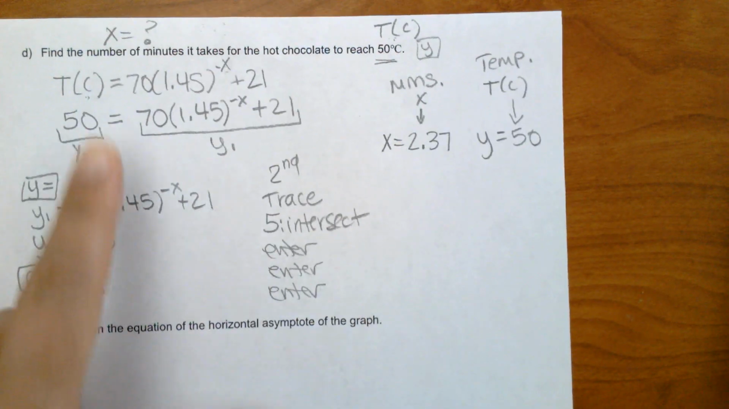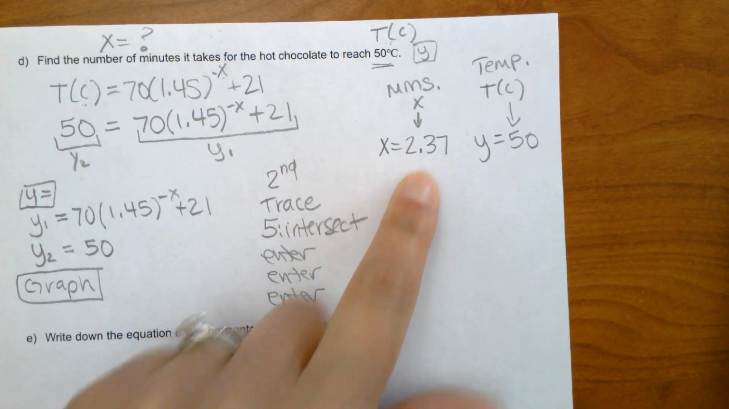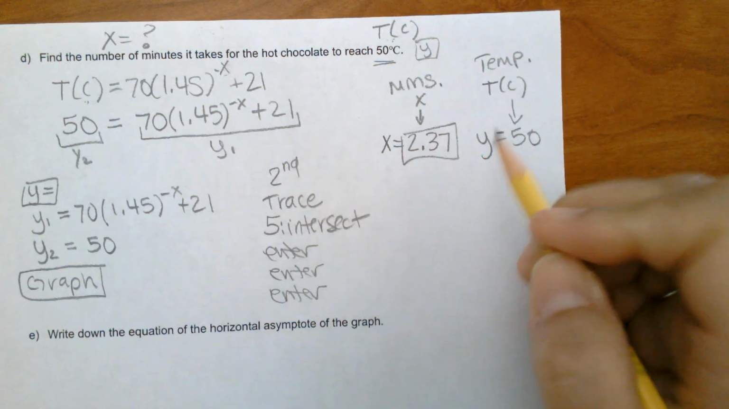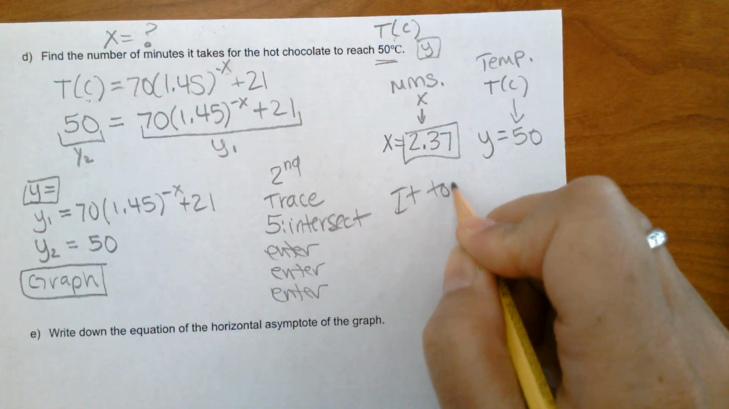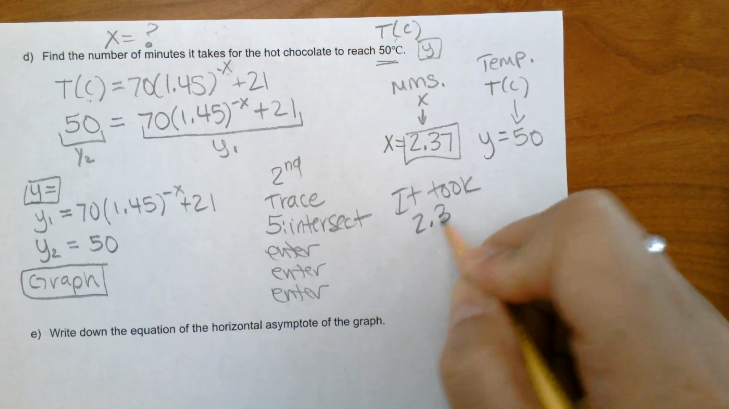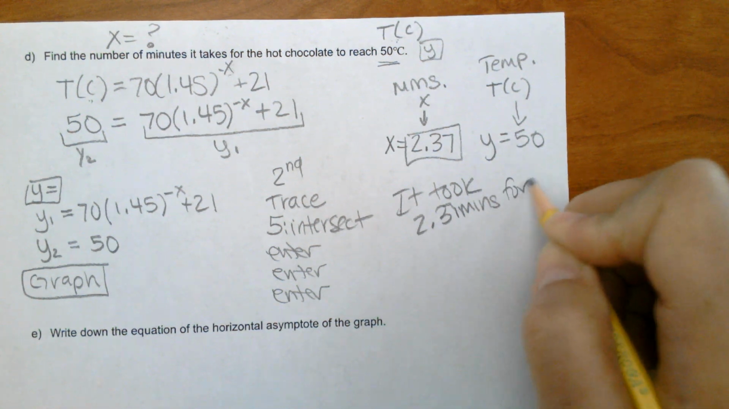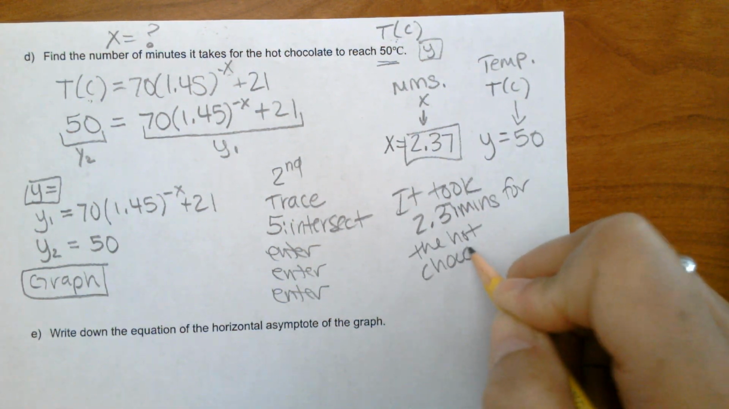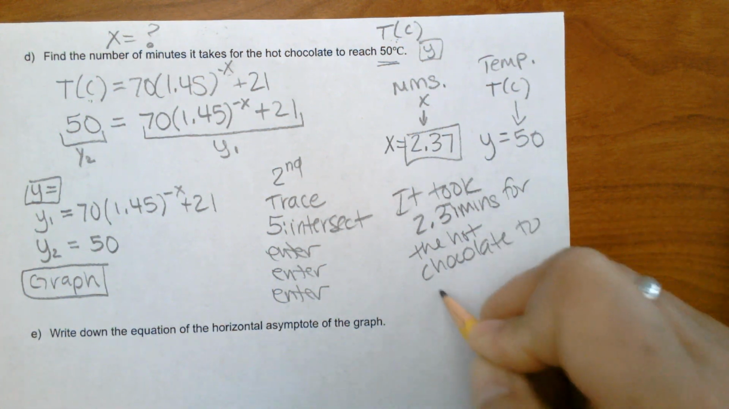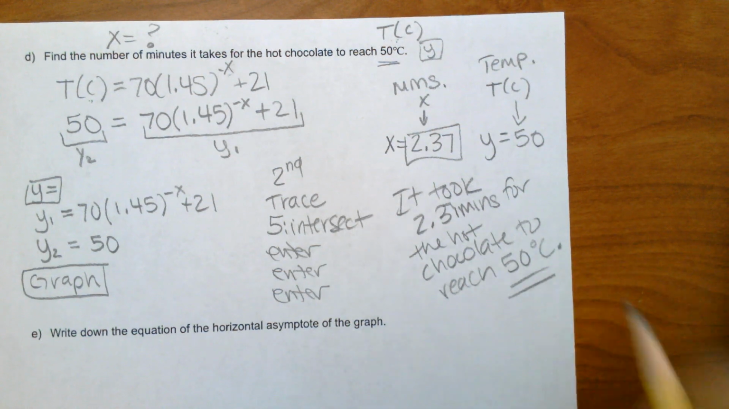And so what did the problem ask for? It asked for minutes. So what we're going to do is take this number and write it in a complete sentence. How many minutes it took? 2.37 minutes for the hot chocolate to reach 50 degrees Celsius. There we go.